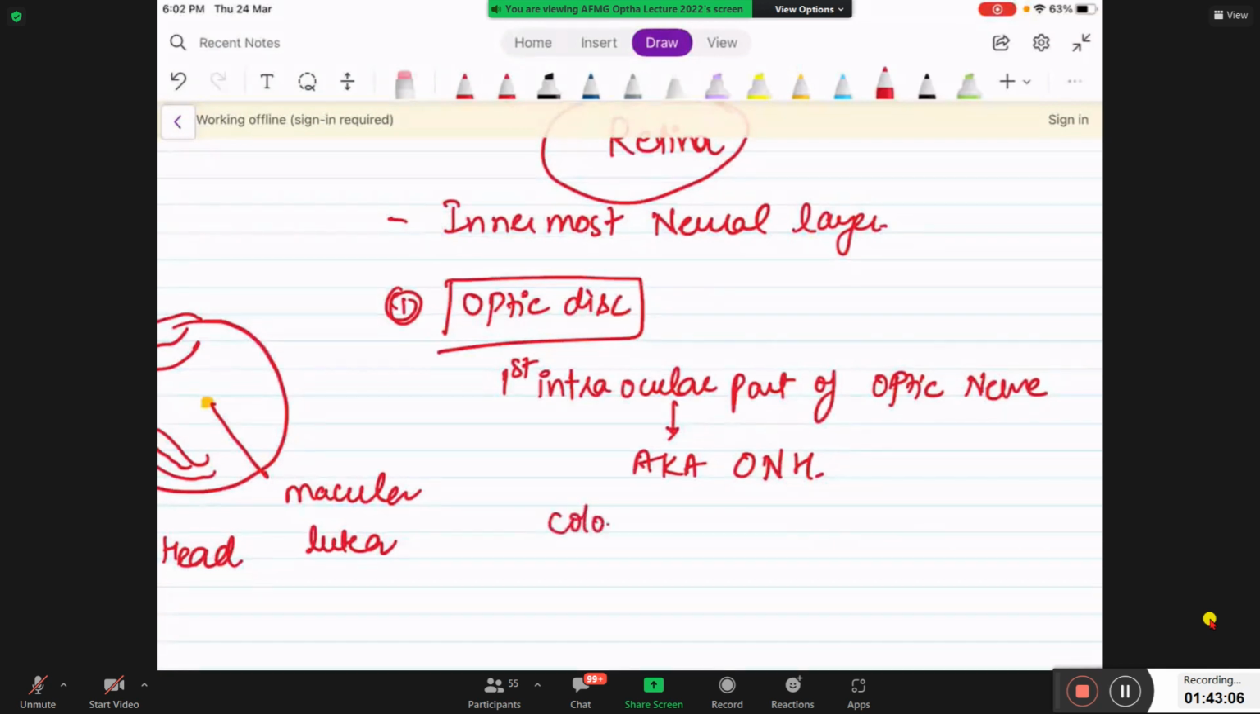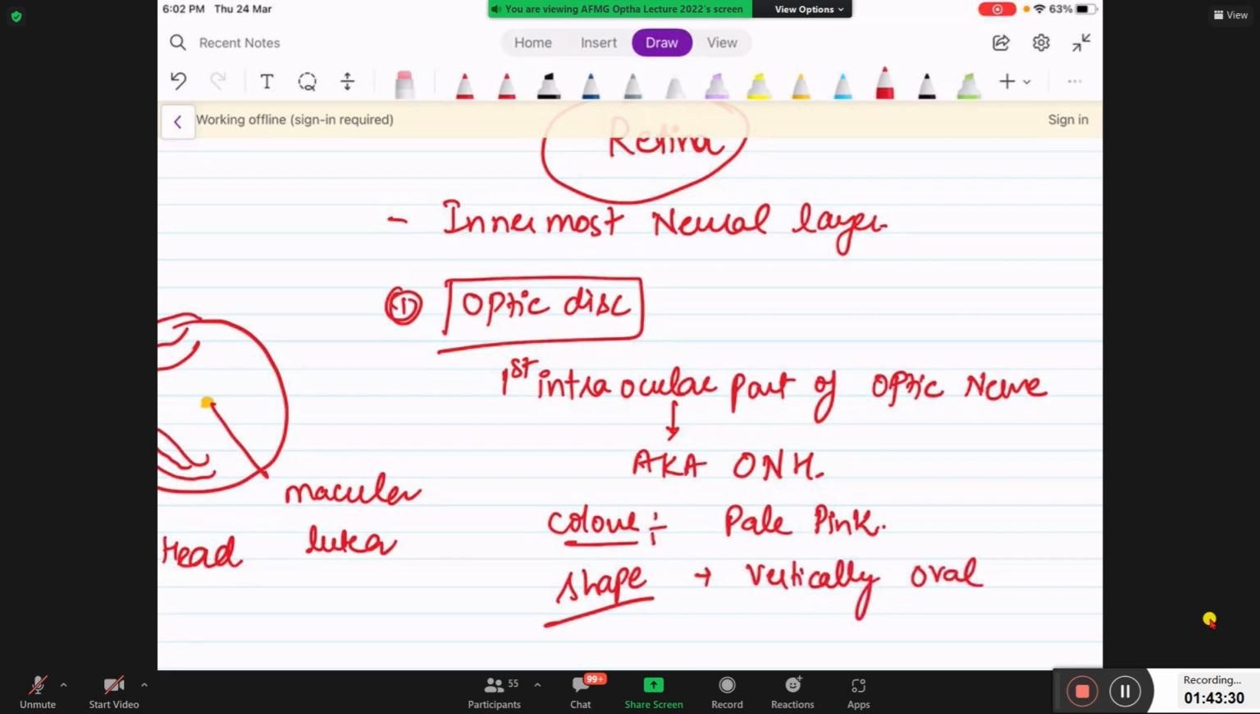Now, what is the normal color of this optic nerve head or optic disc? It is pale pink in color. What is the normal shape? Normal shape of optic disc. Always remember, normally it is vertically oval in shape.